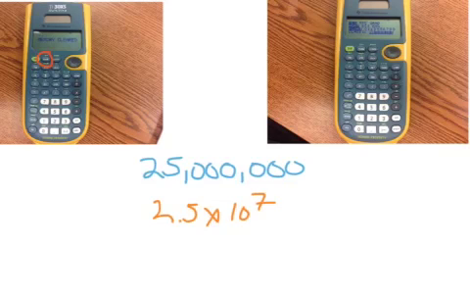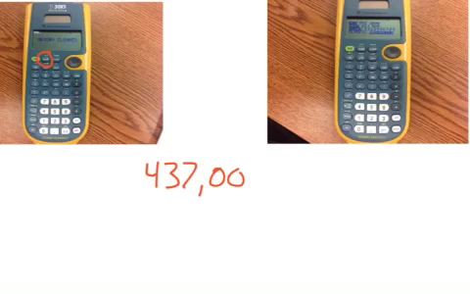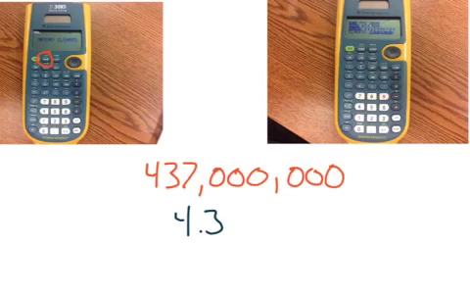Okay, so let's try a different problem just on your own, just to make sure that you're doing this right. So let me give you guys a new number here. How about 437 million? Let's try that one. Okay, so go ahead, enter 437 and then 1, 2, 3, 1, 2, 3. Now, your calculator is probably already in scientific notation mode, so just hit enter, and you can see that what you end up with is 4.37 times 10 to the 8th power.